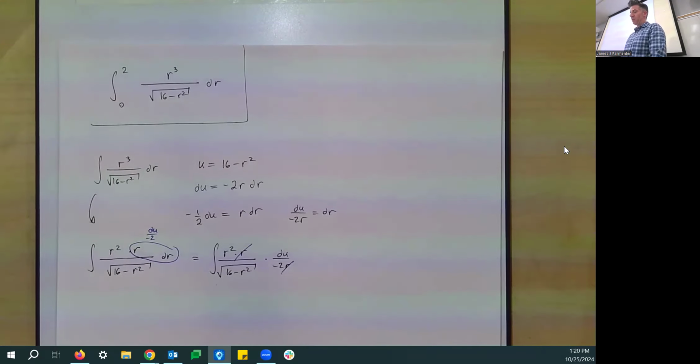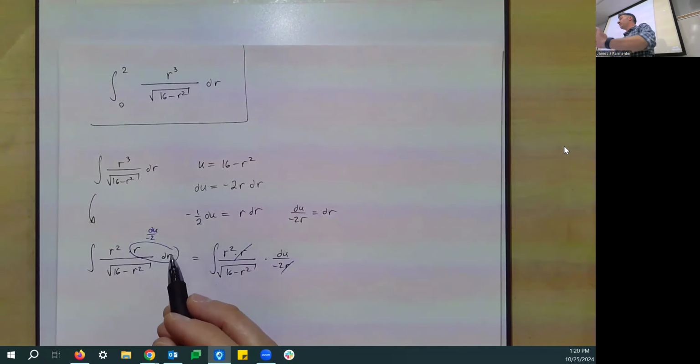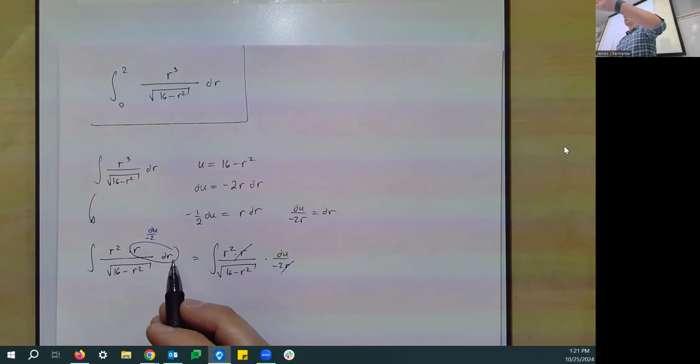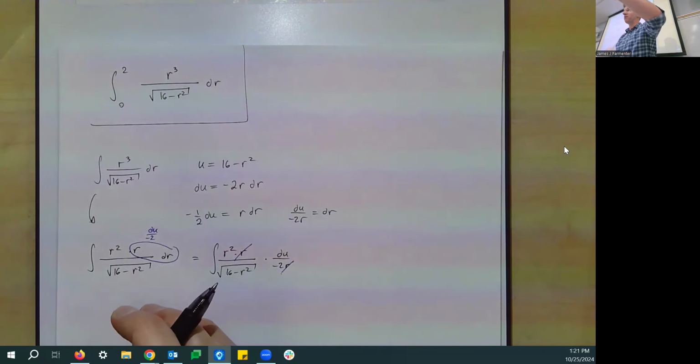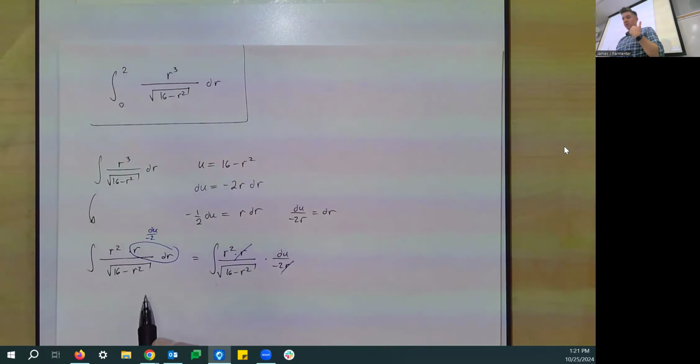So then we still have some things to deal with, right? I will remind you all, u substitution is a translation exercise. You have to translate completely from the language of your original variable to completely the language of your substitution variable. So we can't have u's and r's. I have to have just u's or just r's. I dealt with the dr interchange to du first, because that is always the first thing to take care of in a u substitution. But then after that, we have to deal with the rest of the things.